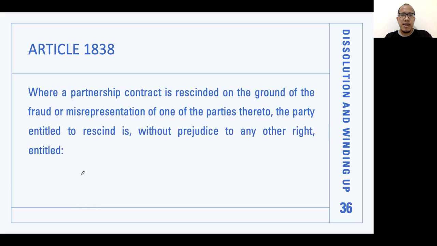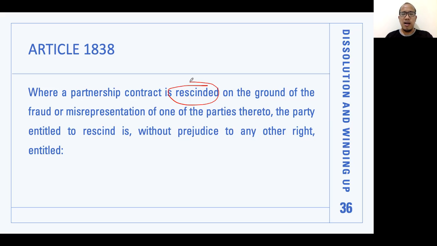Okay? Now we go to another long paragraph or another long article. Article 1838, when a partnership contract is rescinded, cancelled siya, on the ground of the fraud or misrepresentation of one of the parties thereto, the partner entitled to rescind is without prejudice to any other right entitled to the foregoing right. So dito, sa 1838, may nanloko at may niloko. May nanloko at may mga biktima ng panloloko.